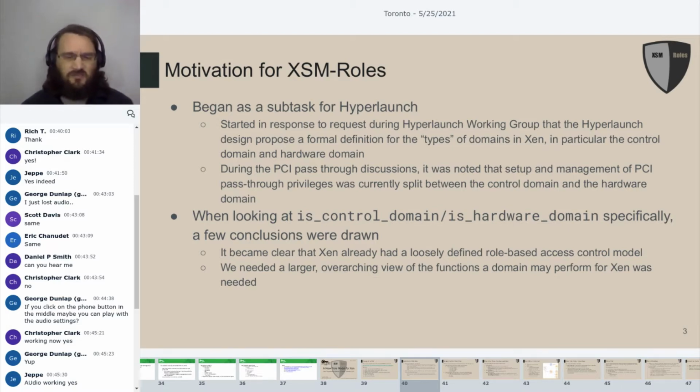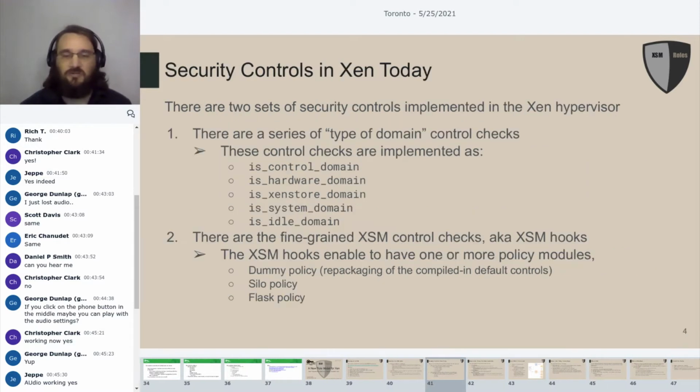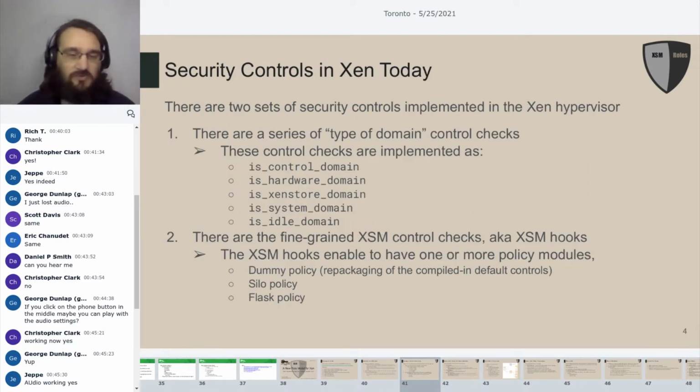When we were looking at is_control_domain and is_hardware_domain specifically, a couple of conclusions were drawn. For one thing, Xen already had a loosely defined role-based access control model in it. And two, there were inconsistencies in how that was implemented throughout the hypervisor. And so a larger overarching view of these functions that a domain could perform needed to be abstracted and provided in a concrete manner. That is what started the path down to XSM roles.